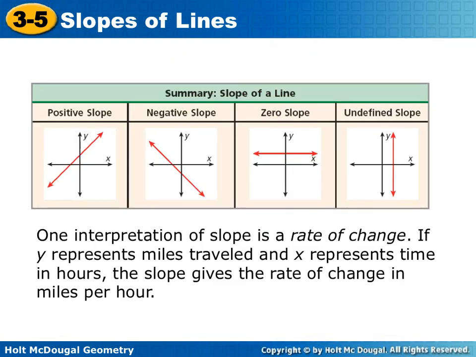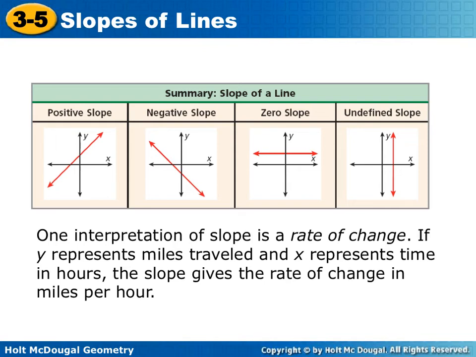Here are the 4 possible slopes you can get of any line. A positive slope always goes uphill as x gets bigger. Negative slope's just the opposite: y gets smaller and smaller as x gets bigger and bigger. Zero slope's always a horizontal line, and undefined for a vertical.